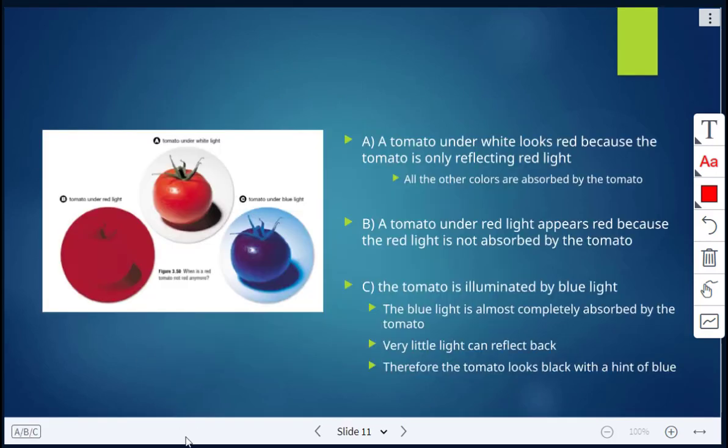All right, and here we're just looking at a tomato under different types of light. So in the first figure, figure A here, we're looking at a tomato under white light. So it looks red because the tomato is only reflecting red light. All the other colors are being absorbed by the tomato.